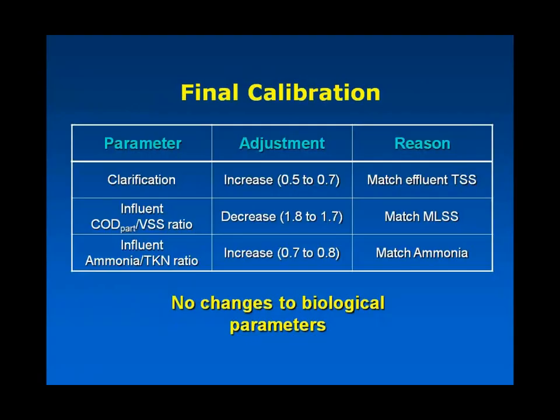So in this particular case, we didn't have to make many changes to the biological parameters at all in order to be able to do the calibration. It was, I must say, a relatively straightforward plant to model. We really only had to change the influent characterization, which is common, and then make some changes to the clarification parameters in GPS-X, and that basically brought all of our mixed liquor and everything else in line.